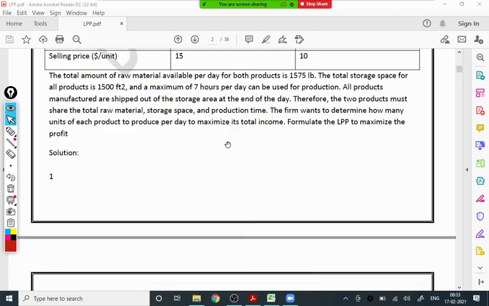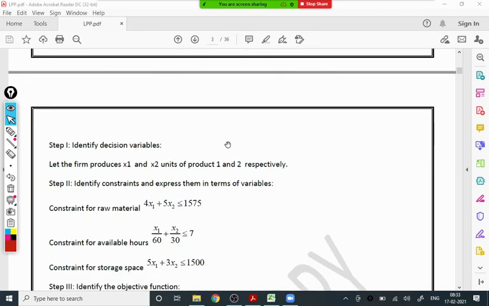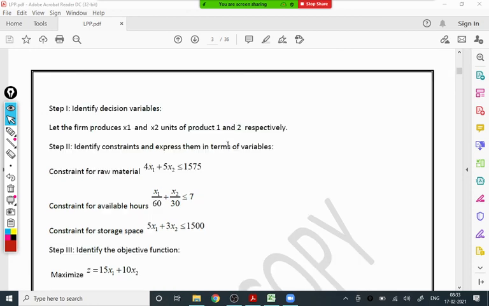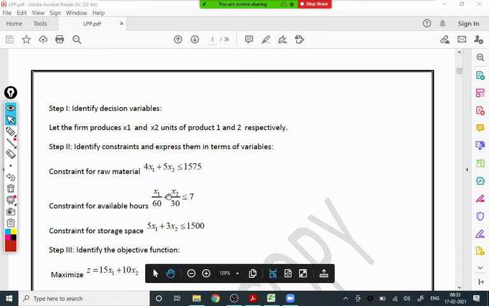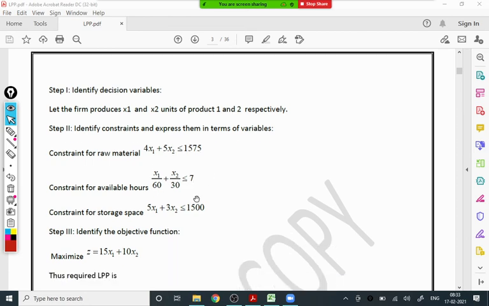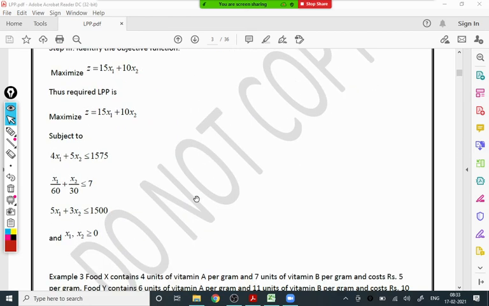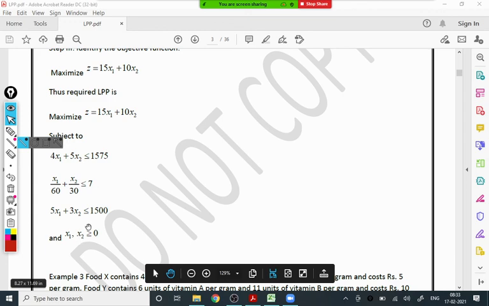The problems are given along with solutions. So this x upon 60 plus y upon 30 less than or equal to 7: if you don't want these denominators, you can cross multiply and write the constraint like this. Sorry, it is not written here. You can cross multiply and write it if you want, or you can keep it as it is. I kept it as it is here. So this is the objective function subject to these 3 constraints and the non-negativity restriction. So that is your LPP here.